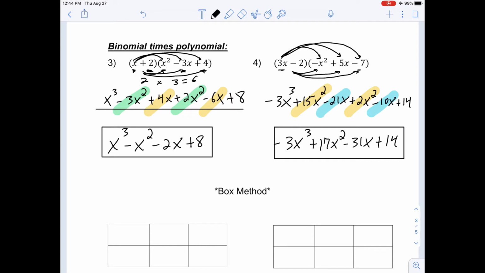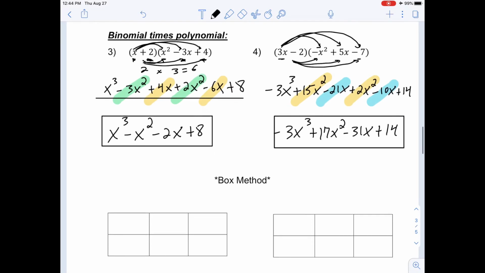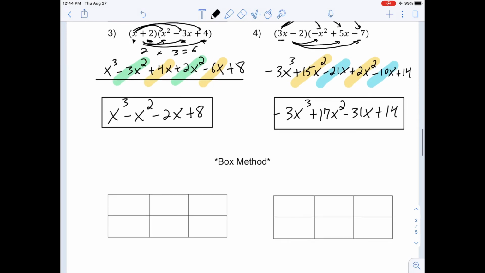So just like I did with the binomials times binomials in that video, I'm going to show you how to do the box method with this as well. So here I'm going to put my binomial, and then here I'm going to put my trinomial. And of course we're just going to fill, notice there's 6 boxes here because we had the 6 terms. They're going to match up with these 6 terms right here. It's just going to be in the box format.